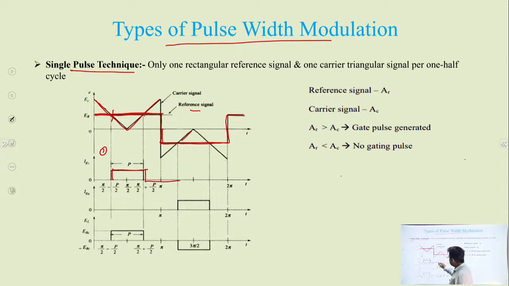Again, when the carrier signal is less, the pulse will be generated. If the carrier signal is high, the pulse will not be generated. Accordingly the pulse is generated, and accordingly the voltage magnitude is generated. So this is the single pulse technique. In this case only one rectangular reference signal and one triangular carrier signal are used.